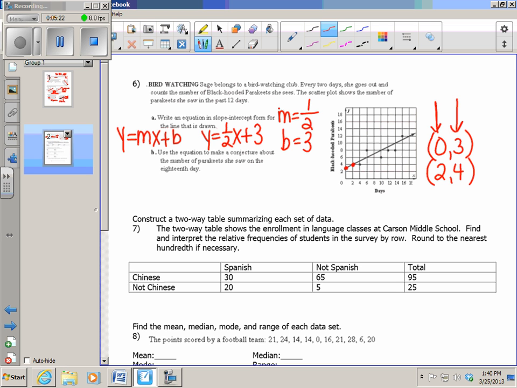Use that equation to make a conjecture about the number of parakeets she saw on the 18th day. Well, the days is my x value. So I'm going to put 18 in for x, 1/2 times 18 plus 3, and get y equals 9 plus 3, which means that there were 12 parakeets.